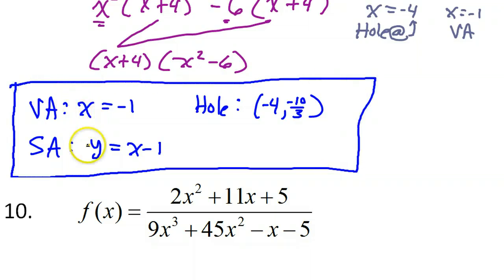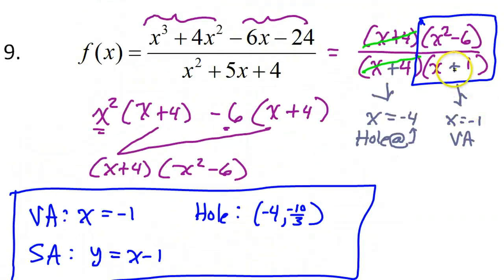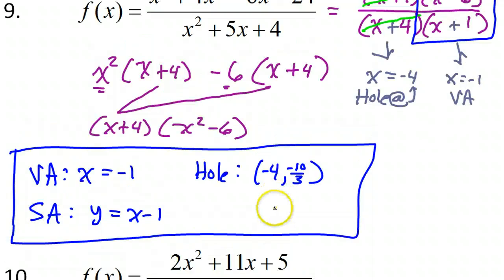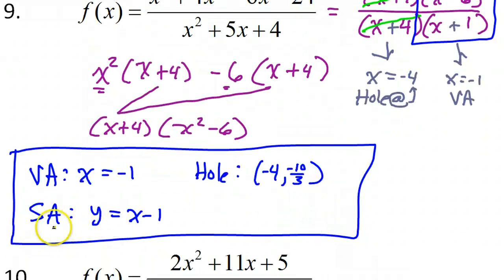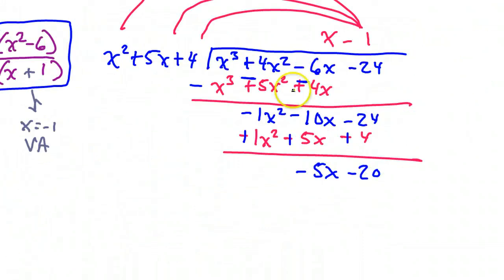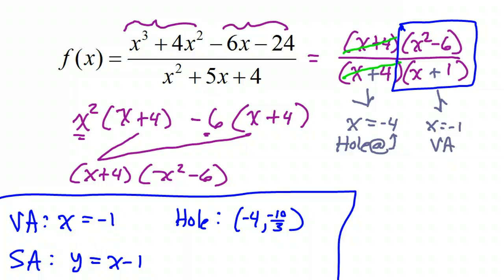We have a vertical asymptote at x equals negative 1 because of that. But because these cancel, that gave us a hole at negative 4. To find the y value, we plugged this part into the calculator and checked it out. And then the slant asymptote, once again, happens when the top degree is 1 greater, and you find it by doing division. Whatever the quotient is, ignore the remainder. That is your slant asymptote.